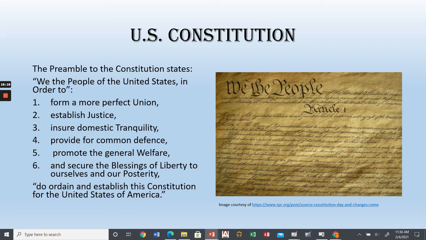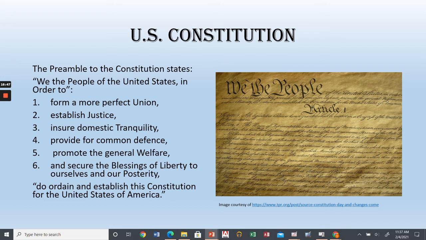So that's the preamble. That's the introduction. As we learn about what's in the Constitution, and as we learn about anything having to do with the government for the rest of this class, keep in mind, does the government, as it's set up and functioning, is it doing one of these 6 things? Because this is what the government should be doing.